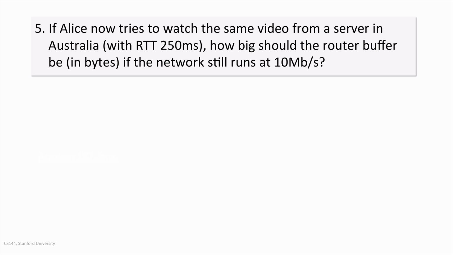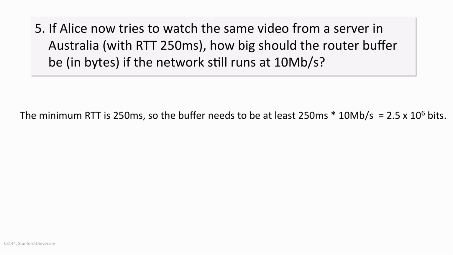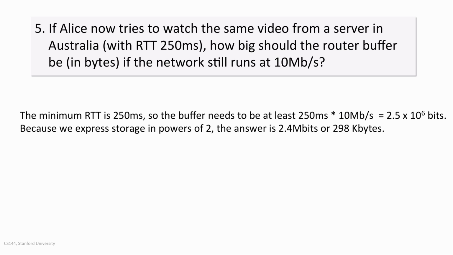Part 5. If Alice now tries to watch the same video from a server in Australia with RTT 250 milliseconds, how big should the router buffer be in bytes if the network still runs at 10 megabits per second? Well, the minimum RTT is 250 milliseconds, so the buffer needs to be at least 250 milliseconds times 10 megabits per second, equals 2.5 times 10 to the 6 bits. Because we express storage in powers of 2, the answer is 2.4 megabits, or 298 kilobytes.